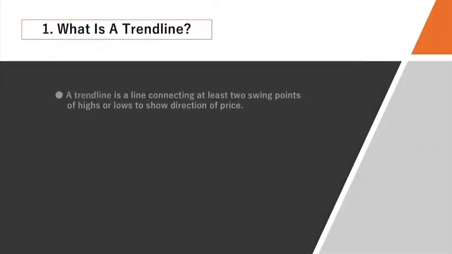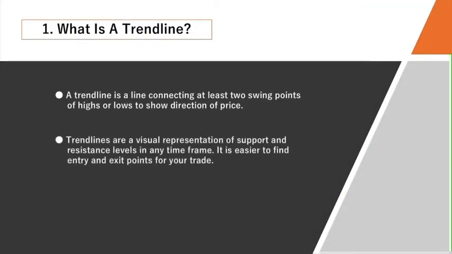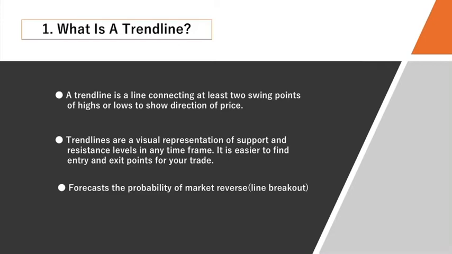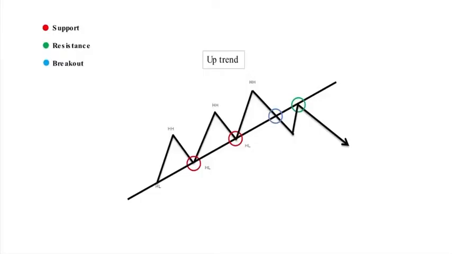So number 1, what is a trend line? A trend line is a line connecting at least 2 swing points of highs or lows to show the direction of price. A trend line also tells us the support and resistance levels in any time frame of price movement, and it can forecast the probability of a market reversal, like trend line breakouts. Let's see some pictures to get to know the very basic function of the trend line.